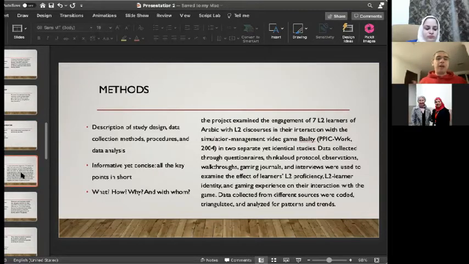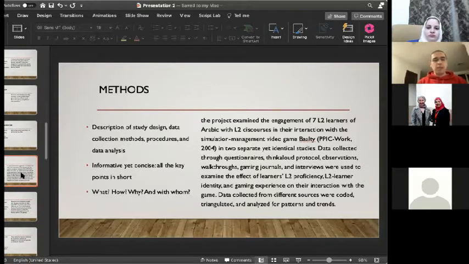Next comes the methods section, and that's where you describe the study design, data collection methods, procedures, and data analysis. And here you have to be informative yet concise. So you have to cover all the key points, but very briefly. So what did you do? How did you collect data? From whom? What kind of participants and why? What kind of design did you use?